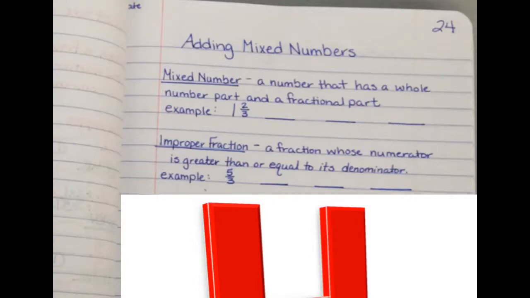Next, we need to know what an improper fraction is. This is a fraction whose numerator is greater than or equal to its denominator. So for example, we have 5/3. 5 is greater than 3, so that is an improper fraction. And again, I have 3 blanks right over here to the side for you to create 3 more examples that we'll check tomorrow in class.